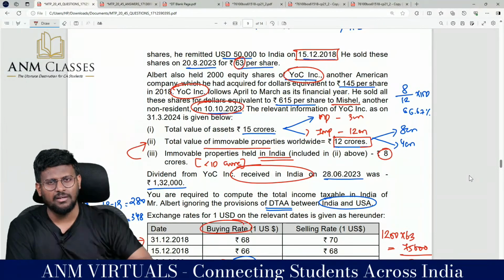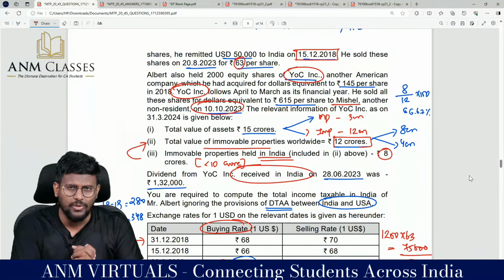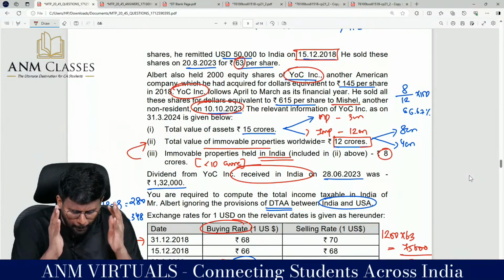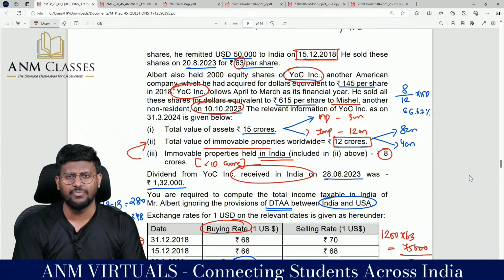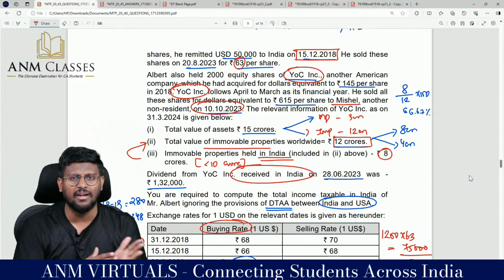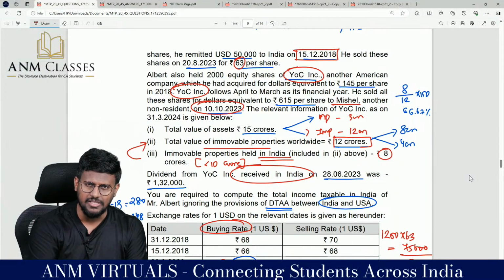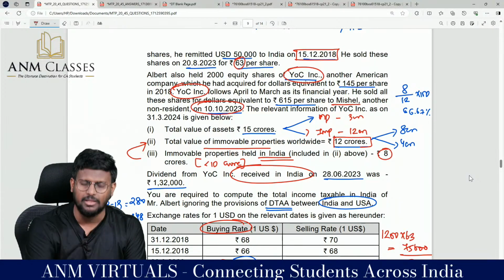Then TDS, TCS, advance tax area also they are testing. So if you are properly revising what is required and needed for examination, and if you revise the same thing again and again and again, this time it is very much possible.